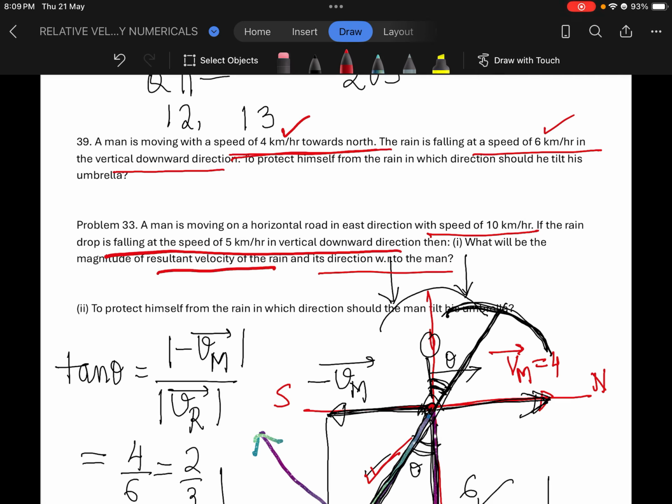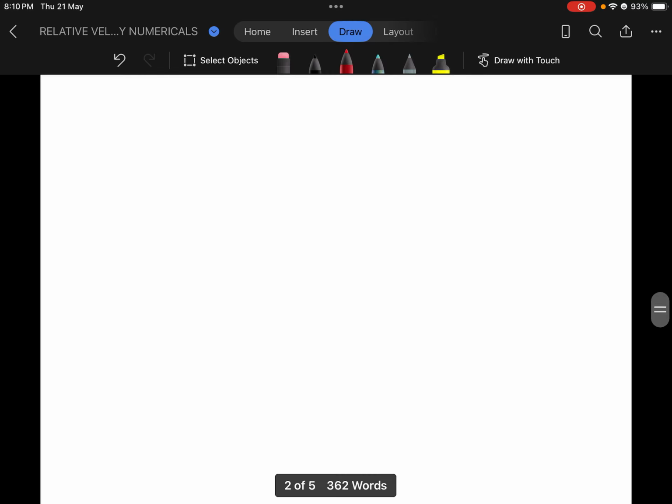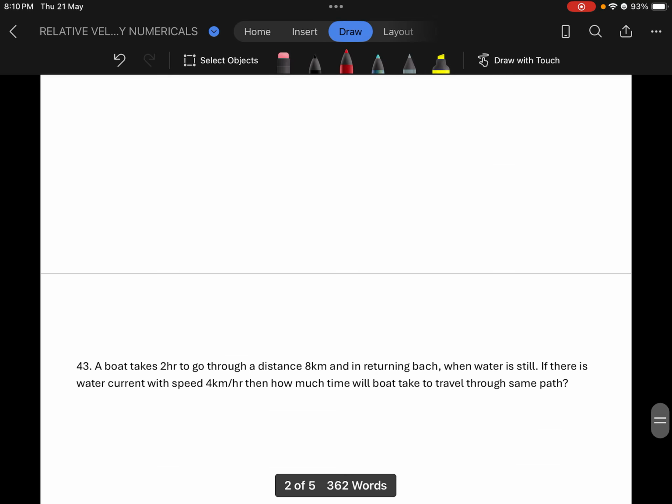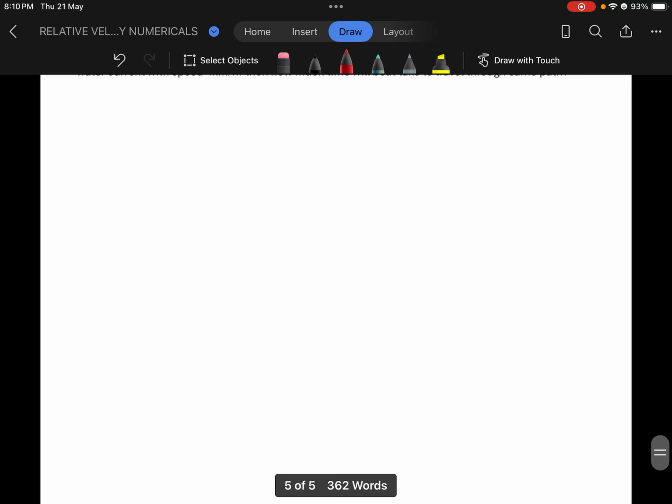See here, man is moving in what direction? In east direction. With what speed? 10. And what is the speed of falling of the rain? It is 5 km per hour vertically downward. So we can solve here in this page. There may be some extra pages here. I am taking at the last.